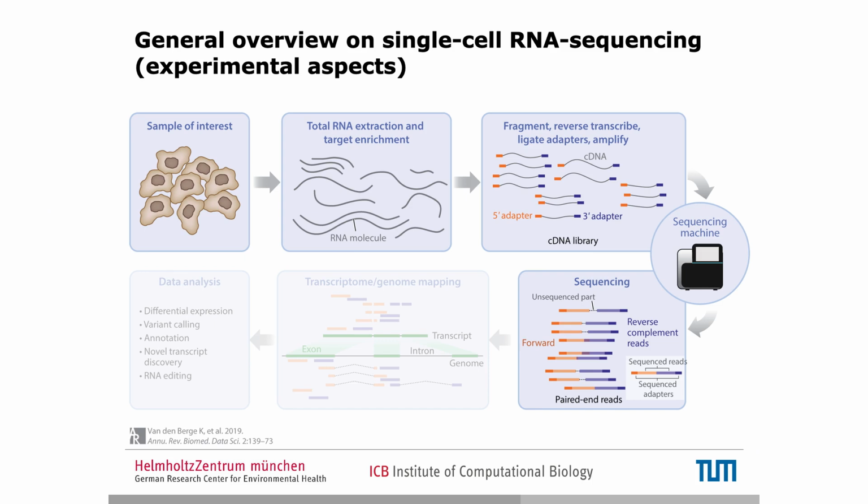Okay, let me give you a bit of an overview of the experimental aspects of single-cell RNA sequencing. You start with a sample of interest, and you generally have to extract the RNA from these cells. So you have these RNA molecules floating around in your reaction chamber, and then you have to convert them into cDNAs, and these prepared cDNAs are then usually sent to a sequencing core facility. These cDNAs are sequenced, and then you end up with millions of sequences that you finally have to map to the genome and do your data analysis on.